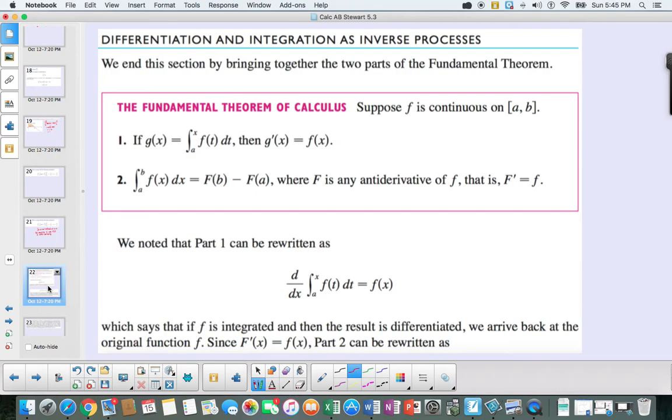All right, so this is a summary of the fundamental theorem of calculus, part 1 and part 2. Part 1 says that the area accumulator is an antiderivative, and part 2 says that if you want to find the definite integral, you do that by finding the antiderivative evaluated at the upper limit minus the antiderivative evaluated at the lower limit.